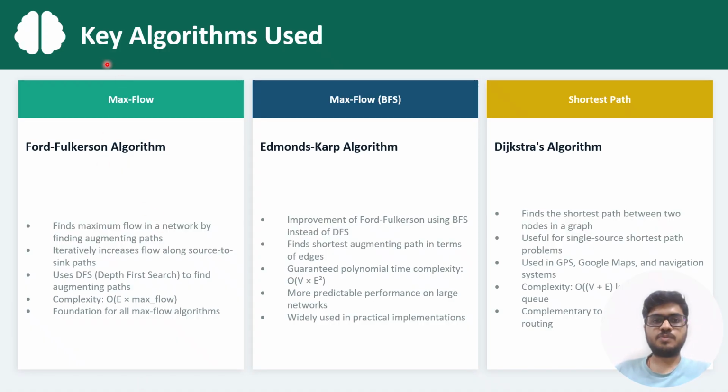To solve this problem, we use important algorithms. First is the Ford-Fulkerson algorithm, which finds the maximum flow using augmenting paths. Then we have the Edmonds-Karp algorithm, which is an improved version using BFS for better performance. We also have the Dijkstra algorithm for finding shortest paths, which is widely used in GPS systems.